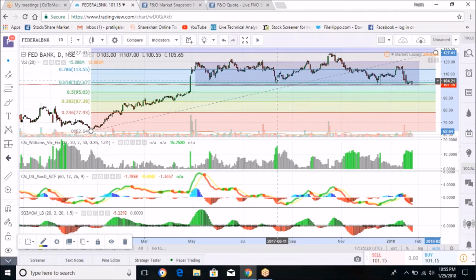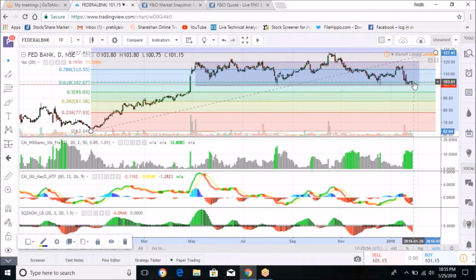So what is the low? The low of this flag pattern, you can see, is 100 rupees, at this area. So the low is 100 rupees 55 paisa, and today it has made a low of 100 rupees 75 paisa and closed at 101.15. So what if from Monday onwards we start correcting? The moment it breaks 100 rupees 55 paisa and sustains for an hour, this stock will correct like anything.